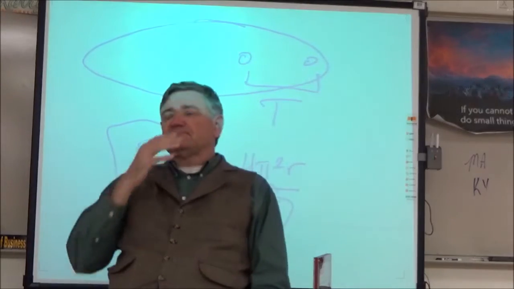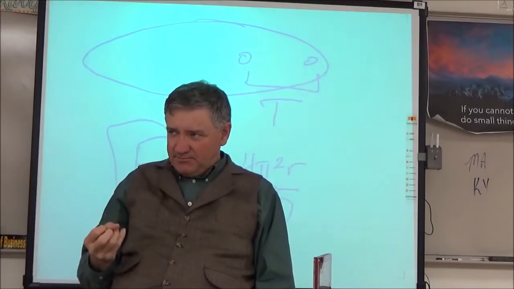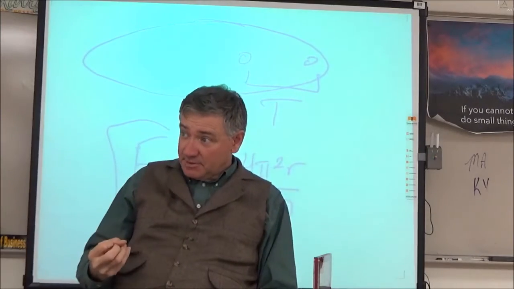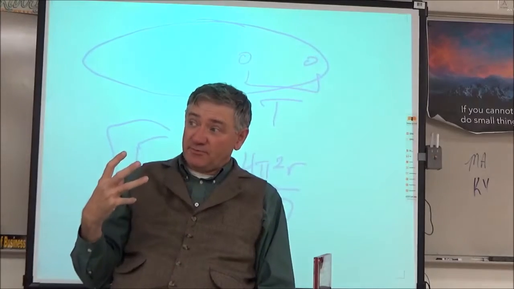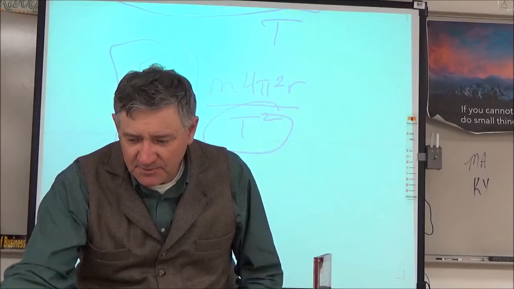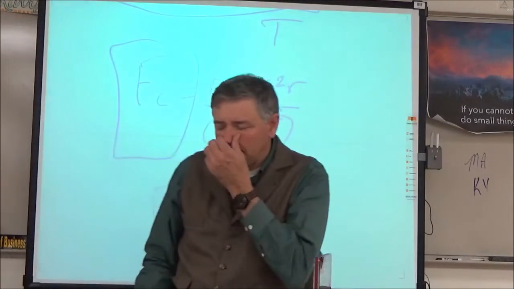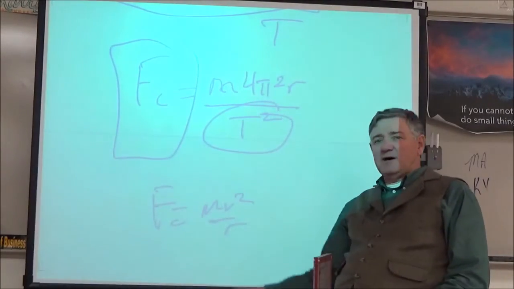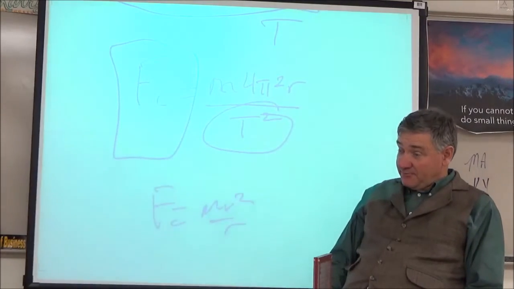Quick summary. Centripetal force never exists on its own. It has to be created by something else: tension, friction, gravity, something. The faster that you're moving, the more centripetal force that you need. Now, here's an interesting thing. Because centripetal force also equals mv squared over r, if I double the velocity, what's going to happen to the amount of centripetal force? It's going to quadruple. It's going to go up by a factor of 4.